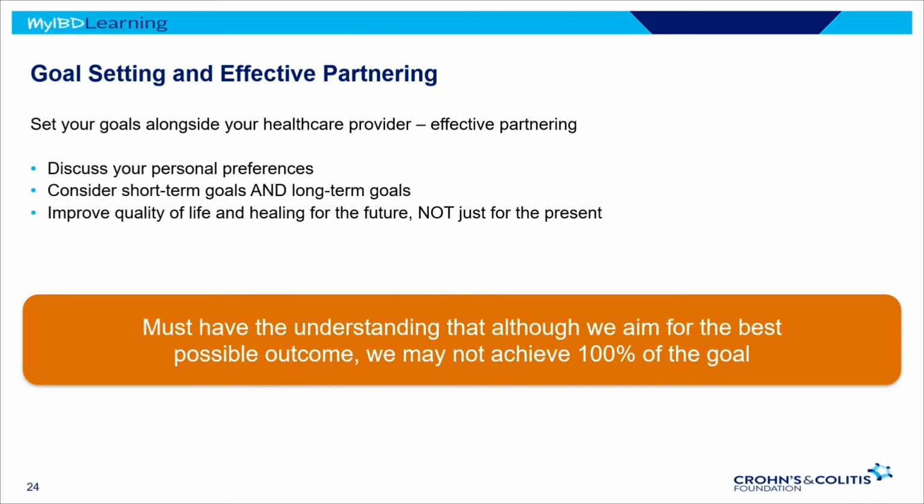So how do we effectively partner? So the goal setting and effective partnering. So effective partnering is pretty much setting up your goals alongside your healthcare provider, discussing your personal preferences, and talking about short-term and long-term goals, improving quality of life and healing for the future, not just the present. So you must have the understanding that we aim for the best possible outcome, but of course we can't achieve 100% of that all the time, unfortunately.